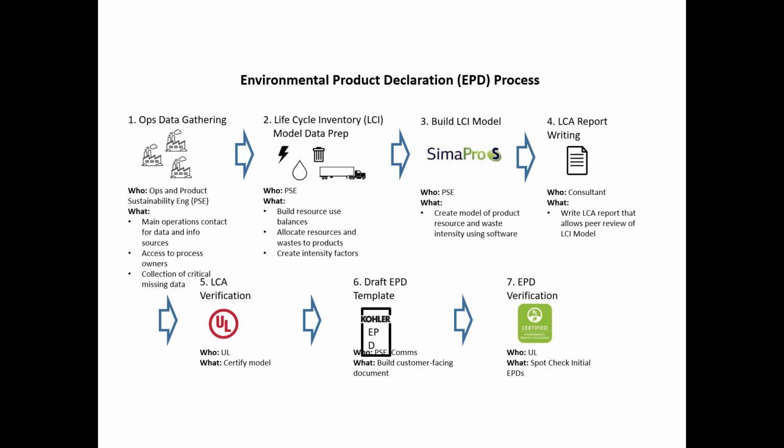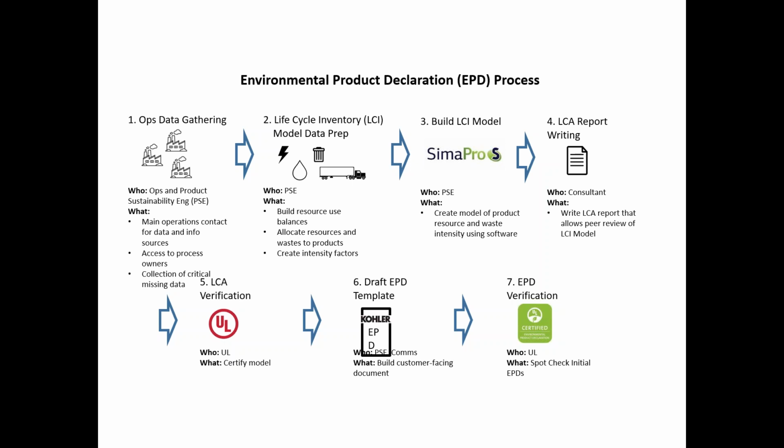In step 4, then, we're converting our life cycle inventory into a life cycle assessment, and we're partnering with a consultant to write the report that's needed for third-party review. That adds quite a bit of value, adding a consultant to the process, because they're able to more efficiently perform this work with a more robust understanding of what a third-party reviewer will need and expect out of the process.